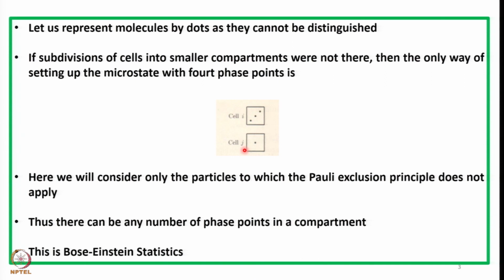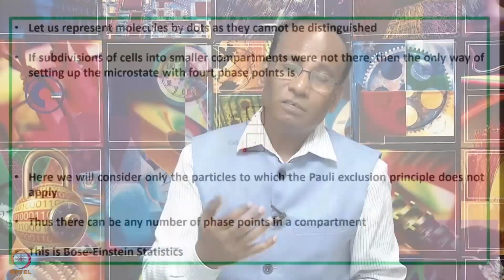Now the question is, when you are dealing with molecules, atoms, or when you are dealing with electrons, there can be some additional restrictions. For example, there are systems like electrons where the Pauli exclusion principle applies. That means in that case you cannot have more than 2 electrons together.